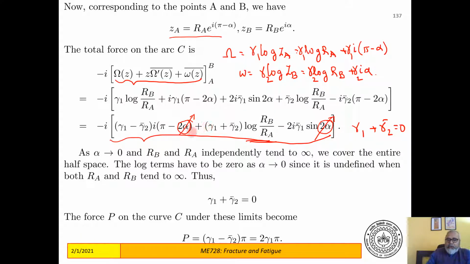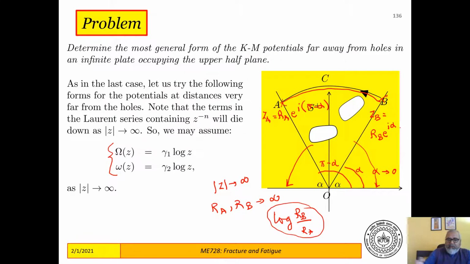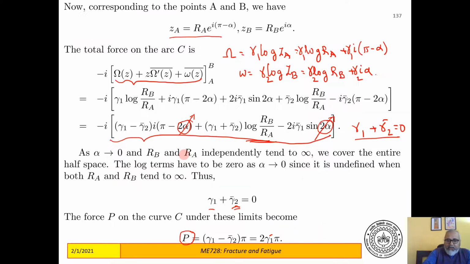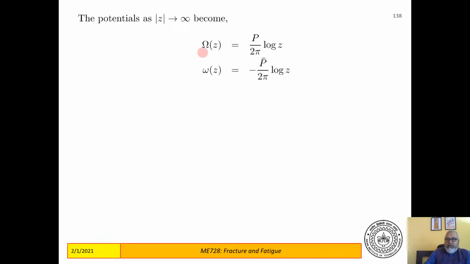Then I take alpha to tend towards 0. So then with this condition and the fact that this whole thing is equal to P, which is the total load on the curve, I get the simple expression that P is equal to 2 gamma 1 pi. Okay, and then gamma 1 and gamma 2 bar, the sum is equal to 0. So once I know gamma 1, I know gamma 2 as well, and with that I have now found the constants gamma 1 and gamma 2, and I plug them in, in terms of the loads, and this is the form far away from the holes in a half plane.